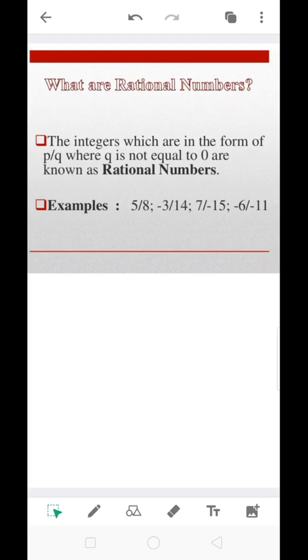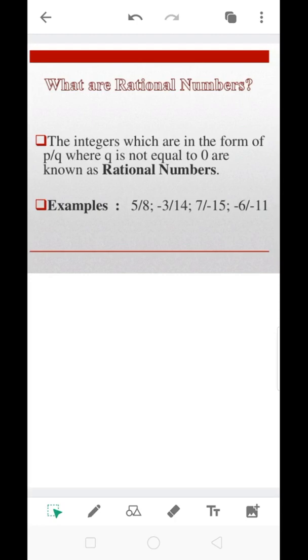Now see the first example, 5 upon 8. Here both numerator and denominator are positive. Next example, minus 3 upon 14. Numerator is negative 3 and denominator is 14. That means numerator is a negative integer, denominator is a positive integer.